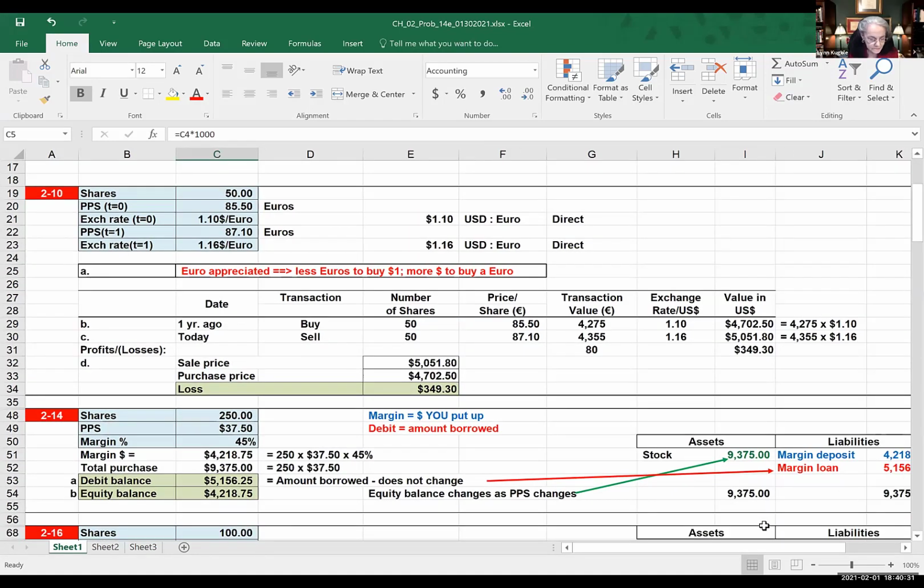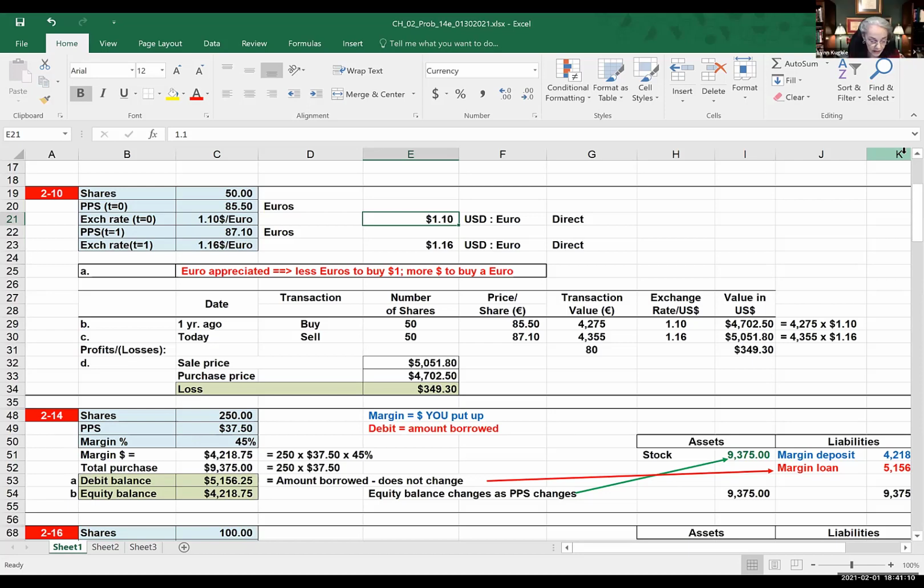Okay. Number 10. Aaron McQueen purchased 50 shares of BMW, a German stock traded on the Frankfurt Exchange, for 85.5 euros per share exactly 1 year ago, when the exchange rate was $1.10 USD to the euro. Today, the stock is trading at 87.10 euros per share, and the exchange rate is $1.16 to the euro. Did the euro depreciate or appreciate? The euro appreciated, because it takes $1.16 to buy a euro now, and it took $1.10 then. So the euro is now worth more. That's what it's saying.